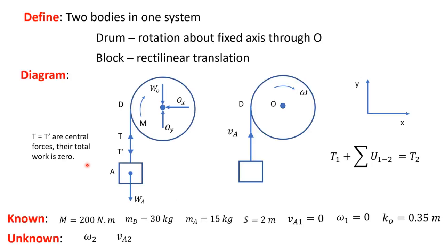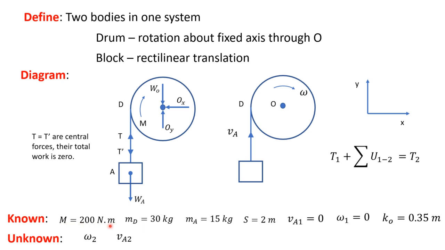Now we are going to do the free body diagram. We can define that we have two bodies in one system: the drum, which rotates about the fixed axis through point O, and the block, which is in translation. Translation is going to do work. That's the T value, with the central forces doing a total work of 0. Then the velocity, we know, multiplied by the distance will give me work as well.